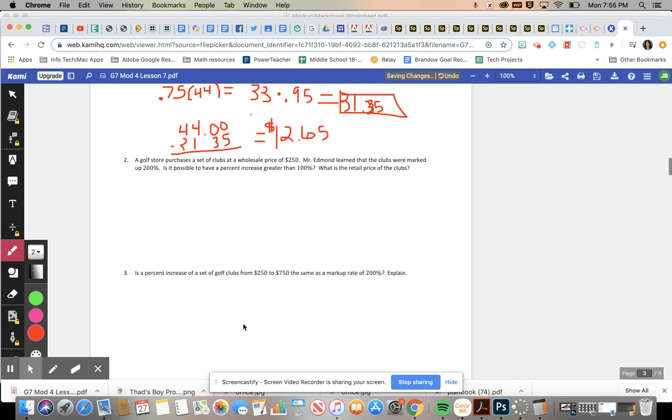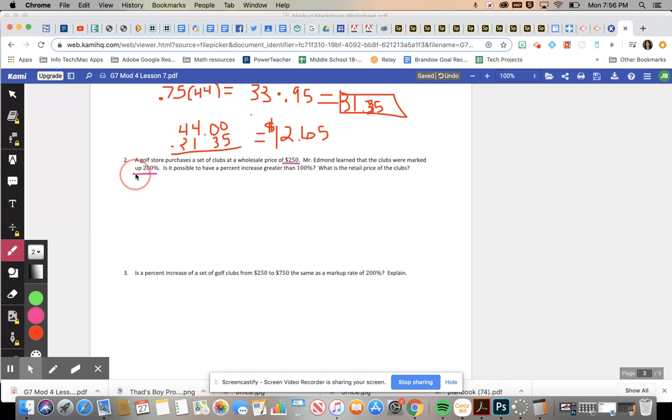Okay, let's look at example 2. A golf store purchases a set of clubs at a wholesale price of $250. Mr. Edmund learned the clubs are marked up 200%. Wow. Is it possible to have a percent increase greater than 100? What is the retail price of the club?